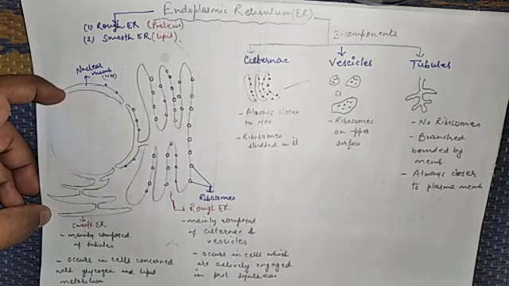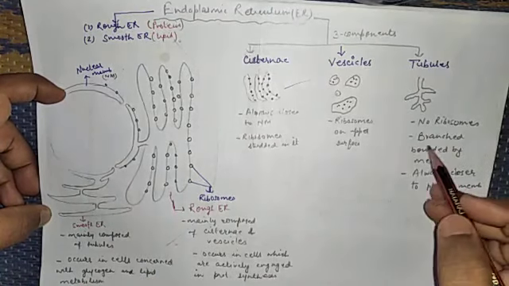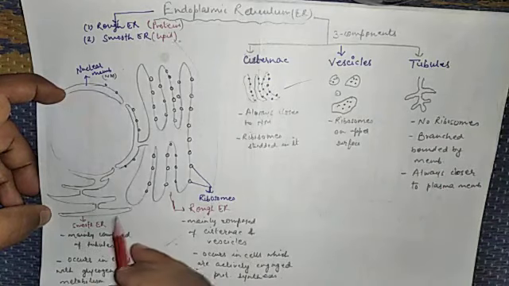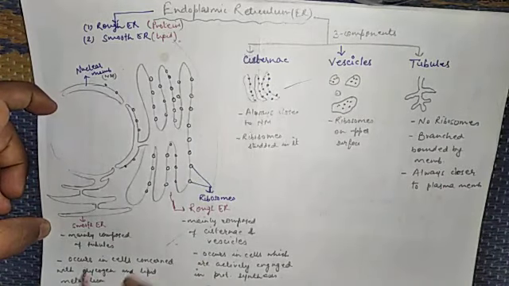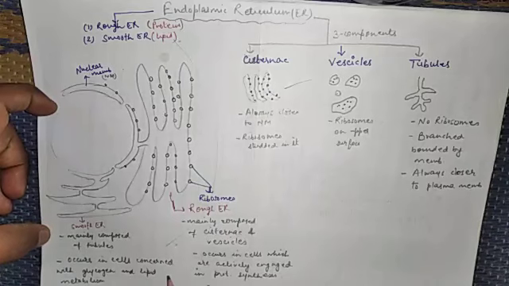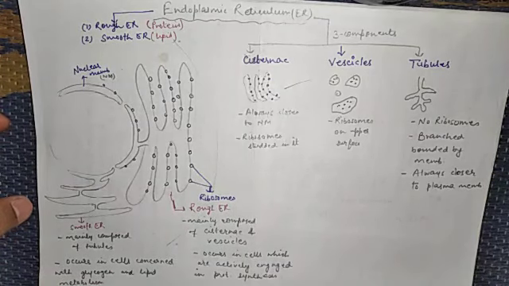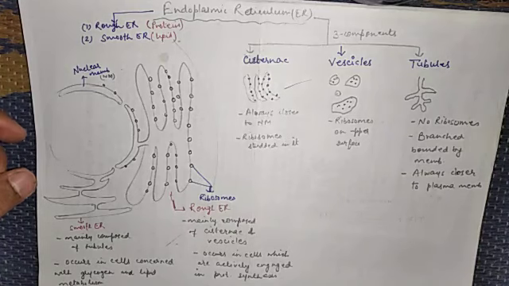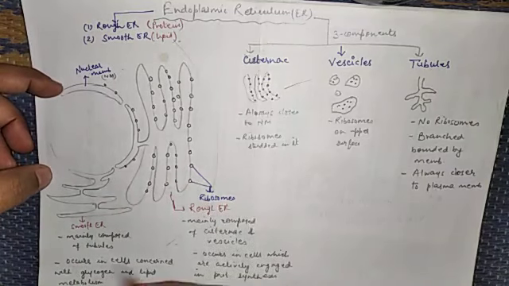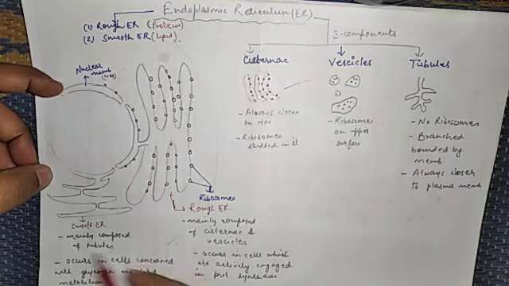Like liver cells and pancreas cells. Now coming to the smooth ER, it is mainly composed of tubules because tubules don't have ribosomes. So smooth ER doesn't have ribosomes. It occurs in cells concerned with glycogen and lipid metabolism. They are basically found in cells which help in lipid metabolism, like adipose tissues and storing liver cells. So this is the basic knowledge about smooth ER and rough ER.